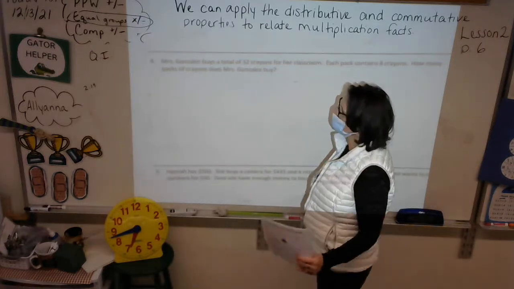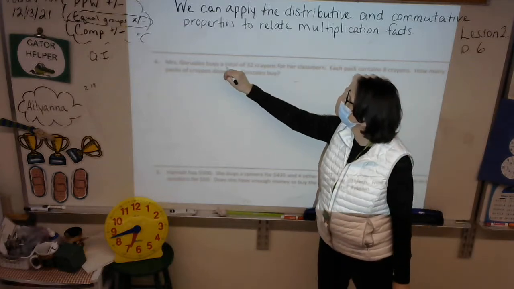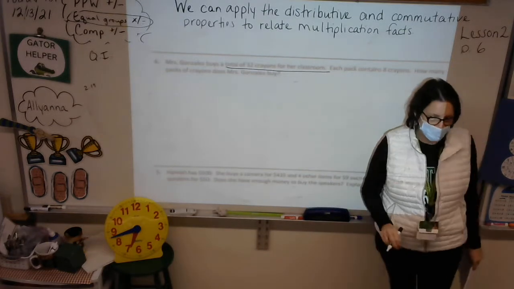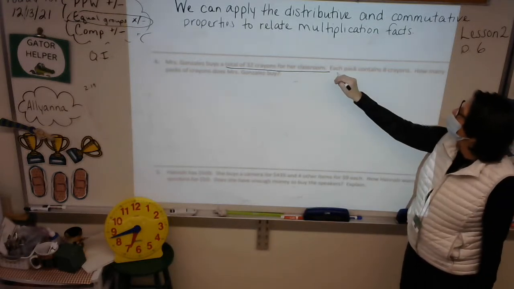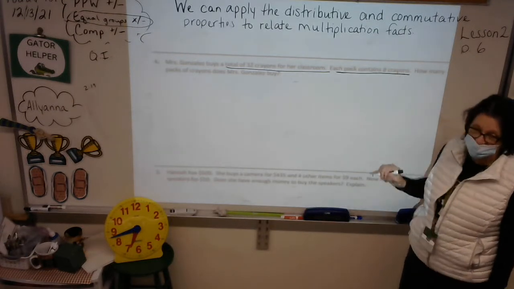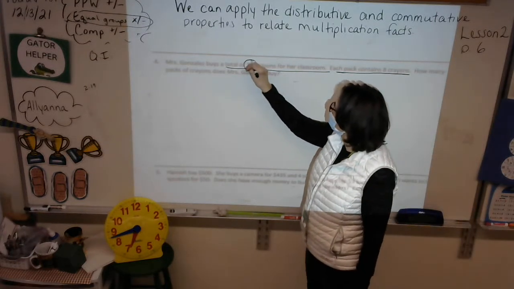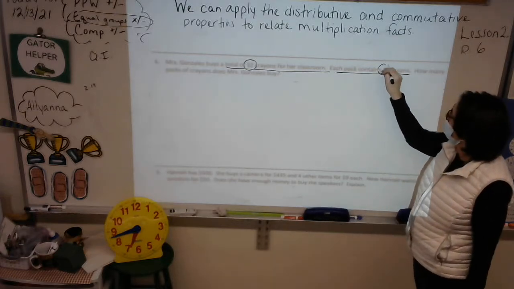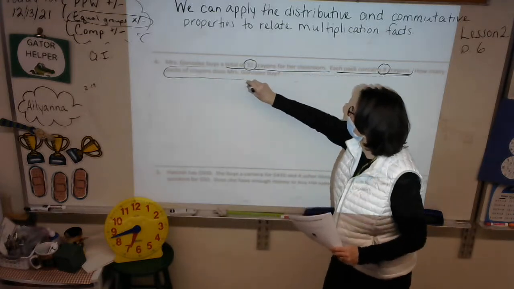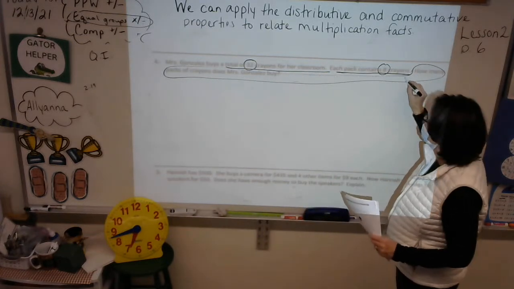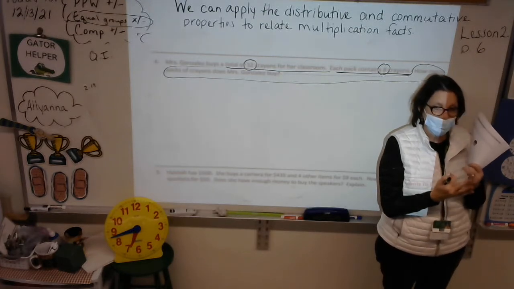So let's underline this together. Underline the notes. It says, Mrs. Gonzalez buys a total of 32 crayons for her classroom. How many crayons does she buy? 32. What else do we know? Each pack contains 8 crayons. So we know she buys a total of 32, and we know each pack has 8 crayons. And our unknown is how many packs of crayons does Mrs. Gonzalez buy? I want you to draw a picture, write a number sentence, and write a target sentence.